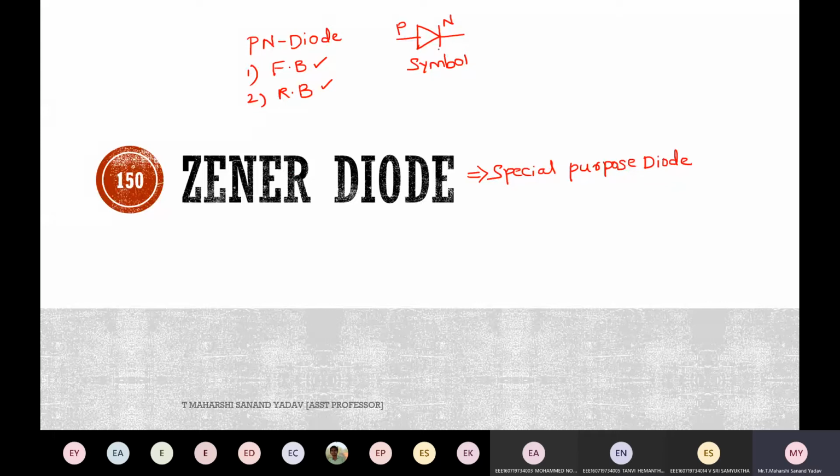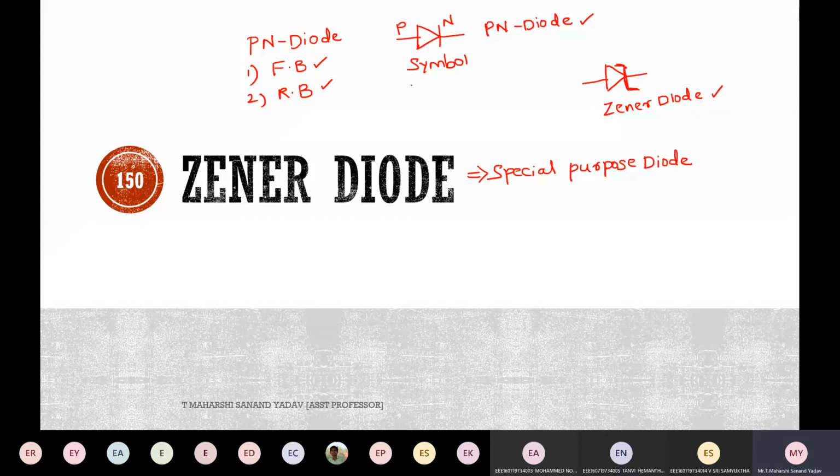So this is nothing but the symbol of PN diode. For the same diode, see the small change. This is nothing but the symbol of Zener diode. It will look something like Z if you observe carefully. So what is the difference? What is the use of PN diode and Zener diode and how are they different?